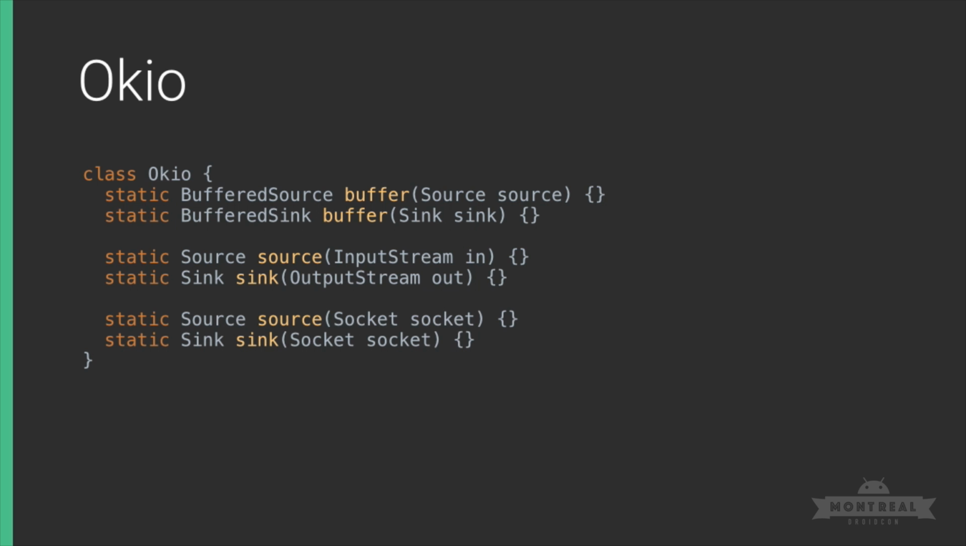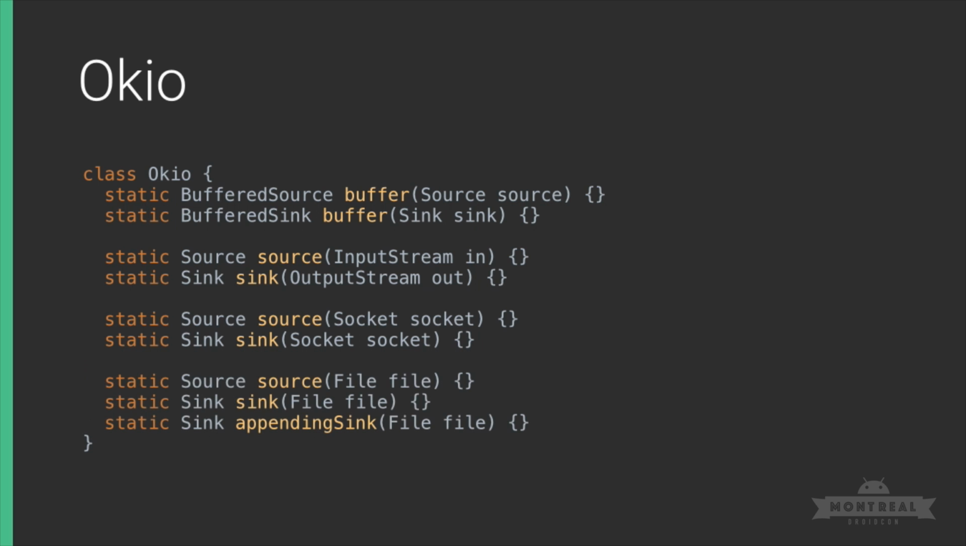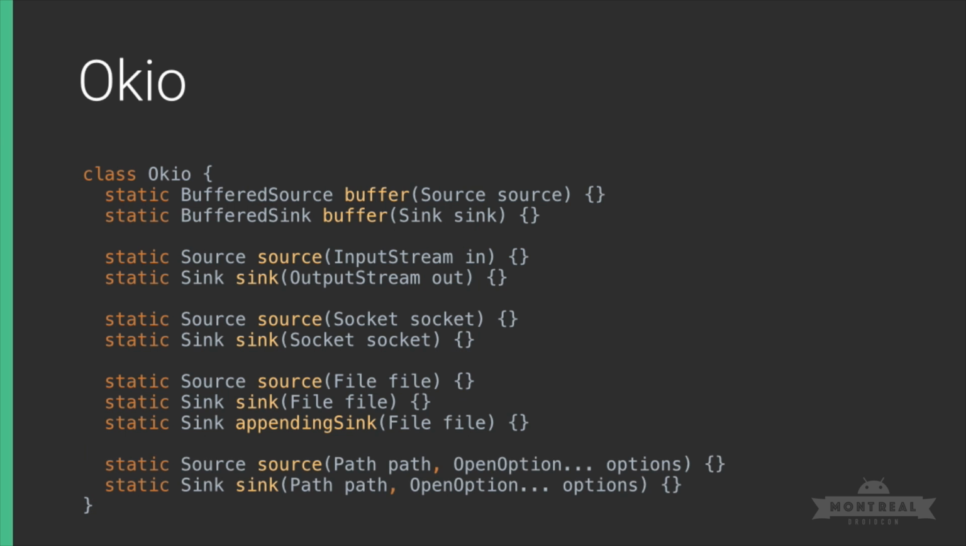We have special ones for socket that deal with applying the timeouts natively to the socket, which has to be done a little differently than just a normal input stream or output stream. We of course have ones for dealing with Java IO file and Java NIO paths, which is really only for JDK 7 and up and not Android.